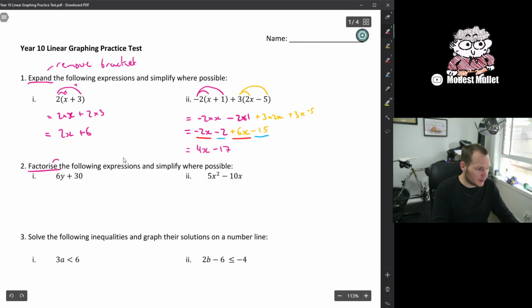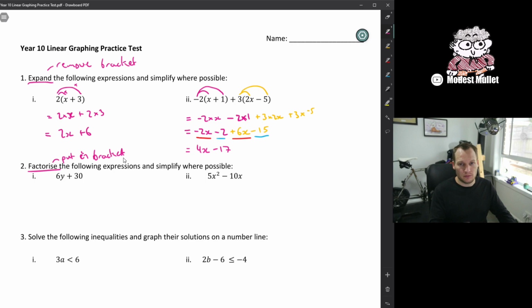Factorize means put in brackets, so we're sort of doing the process in reverse. To factorize, we're looking for the common factors of each of the terms. A common factor is a number or a variable, what we just call letters, that we can divide each of the terms by. What is something that we could divide all the terms by? That's what we're going to take out as our common factor. In this case, we have a 6y and a 30.